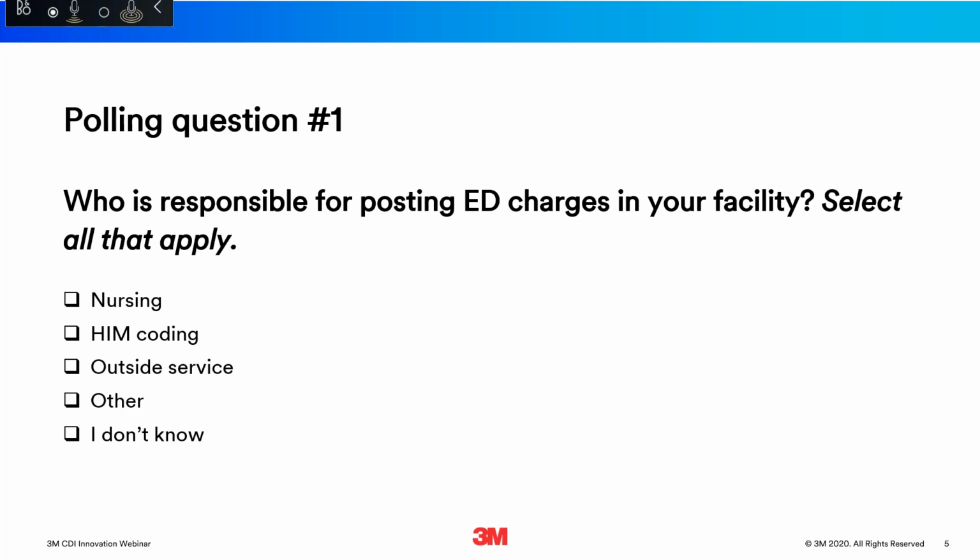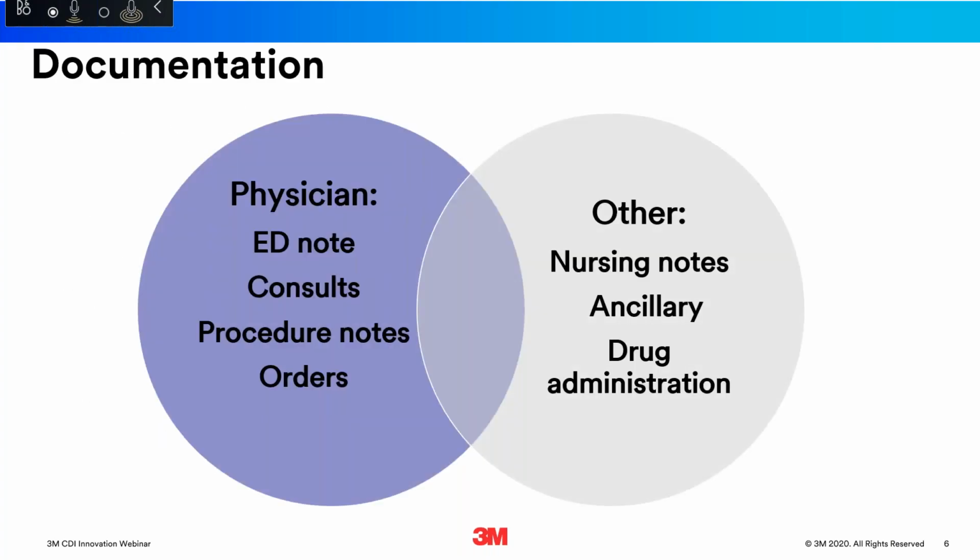So moving on to documentation. We have our physician documentation, which is going to include our emergency department note, any consults that are done, procedure notes. We know we have to have a procedure note from the physician for any procedures that are done, and then orders. Nurses can't perform functions without an order from the physician, so those orders are very important.